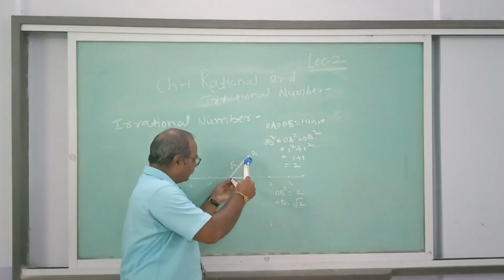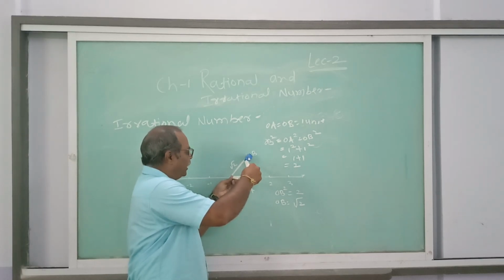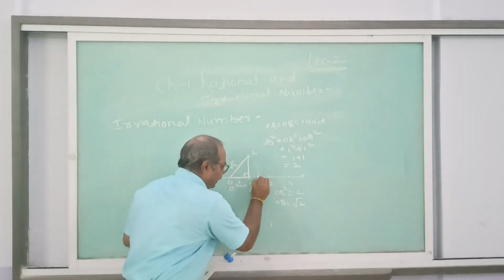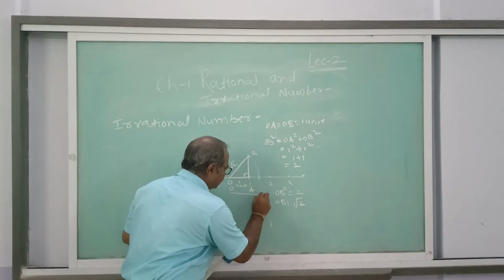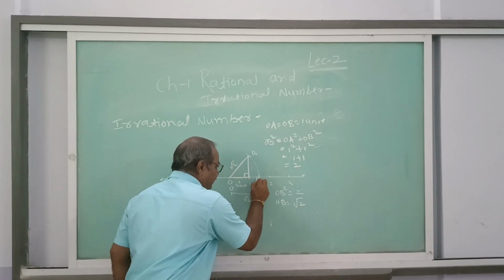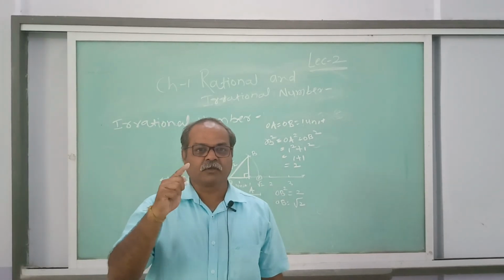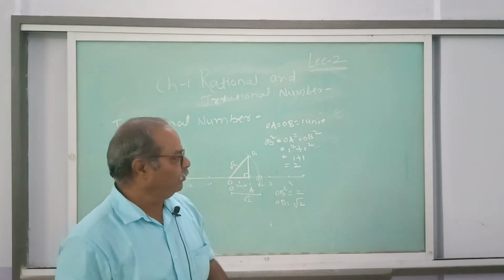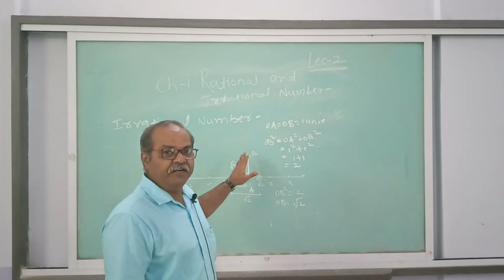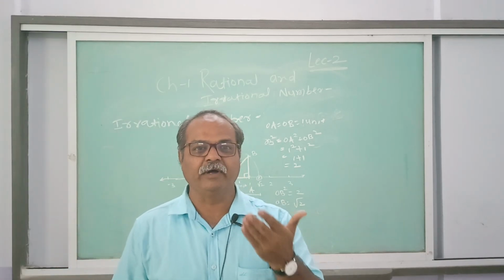Now look here. This is OB. OB is root 2. So what I get, that point is your distance root 2. That point indicates root 2. So this is the perfect point of root 2 by using the Pythagoras theorem. In such a way we can plot root 3, root 5 and so on.